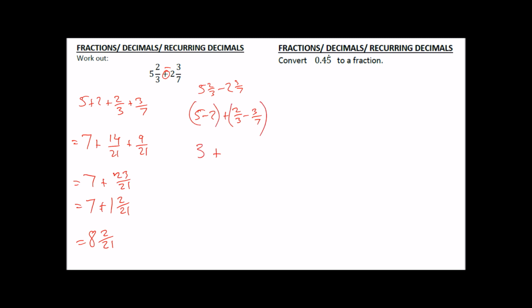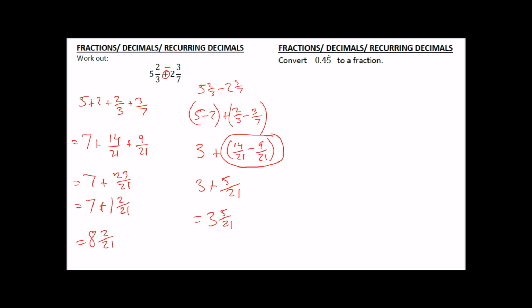So 5 take away 2 is 3, and 2/3 take away 3/7. Again, we need a common denominator, so just the same as before, but now we're subtracting. So that would give us 5/21 in that bit. So altogether, that would just be 3 and 5/21. Now this bit can often be negative. If that's negative, all you do is take that off the 3, and you get the same answer.